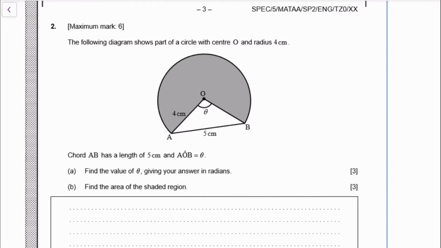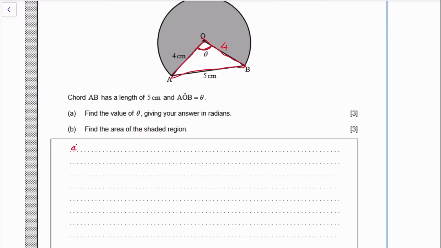Chord length AB, theta, find theta. Okay, so the key, so we want to find this angle, where this is a triangle. The key is if OA is 4, OB is also 4, because both of them are radii. Then if you have a triangle where you know all 3 sides and you want to find an angle, that should be obvious. That is cosine rule. That's exactly the job of cosine rule. So cosine rule is again in the formula booklet. Let's use the one that's provided.